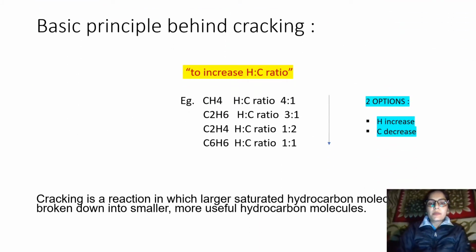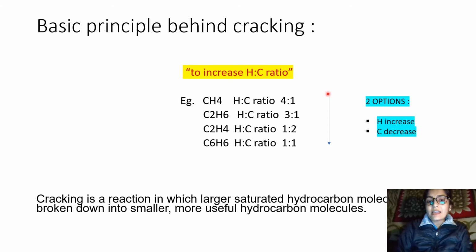So, the basic principle behind cracking. The basic principle is to increase the hydrogen to carbon ratio. What is this hydrogen to carbon ratio? If we take any hydrocarbon, for example methane, CH4, the hydrogen to carbon ratio is 4:1. Now we take another hydrocarbon, C2H6. The hydrogen to carbon ratio in this is 3:1. Similarly, in C2H4 it is 2:1, and in C6H6 it is 1:1.